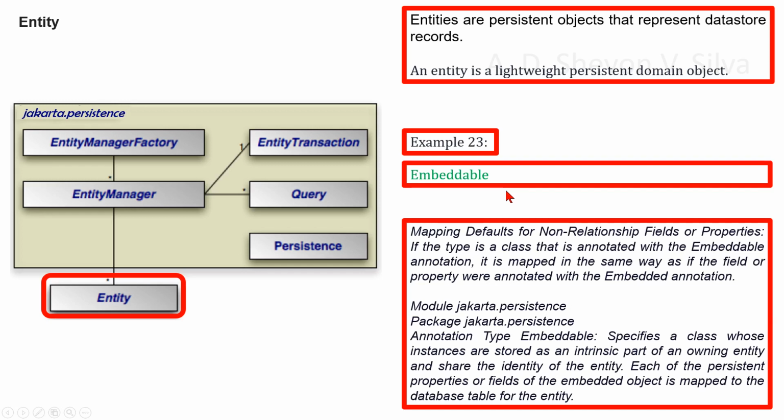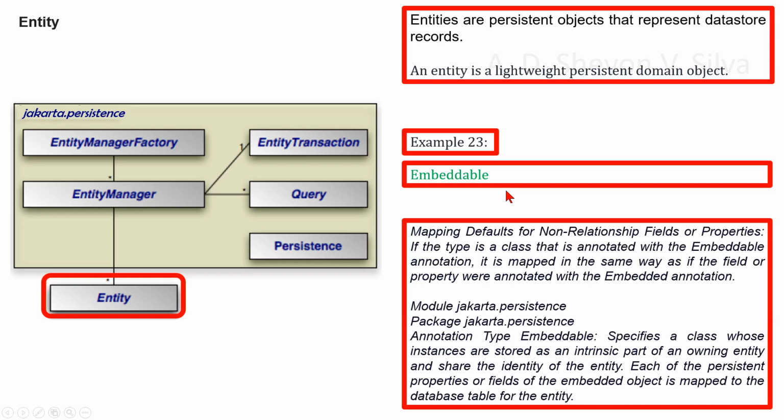Each of the persistent properties or fields of the embedded object is mapped to the database table for the entity. If a persistent field or property other than a relationship property is not annotated with one of the mapping annotations, or equivalent mapping information is not specified in the XML descriptor, the following default mapping rules are applied in order. If the type is a class that is annotated with the embeddable annotation, it is mapped in the same way as if the field or property were annotated with the embedded annotation.